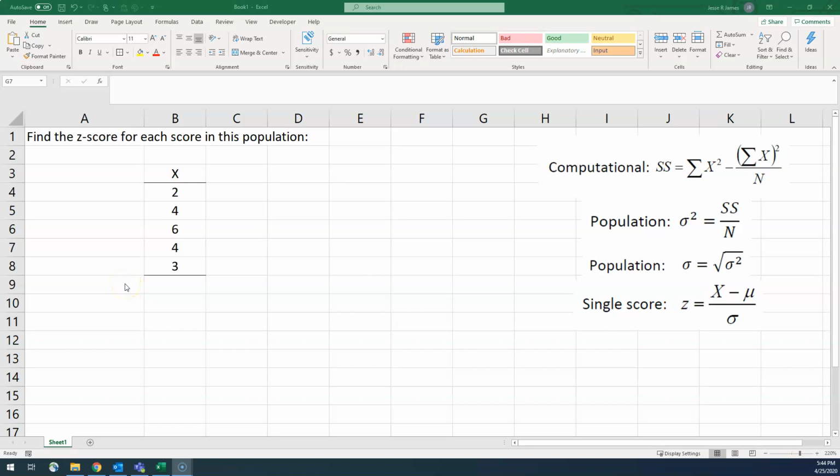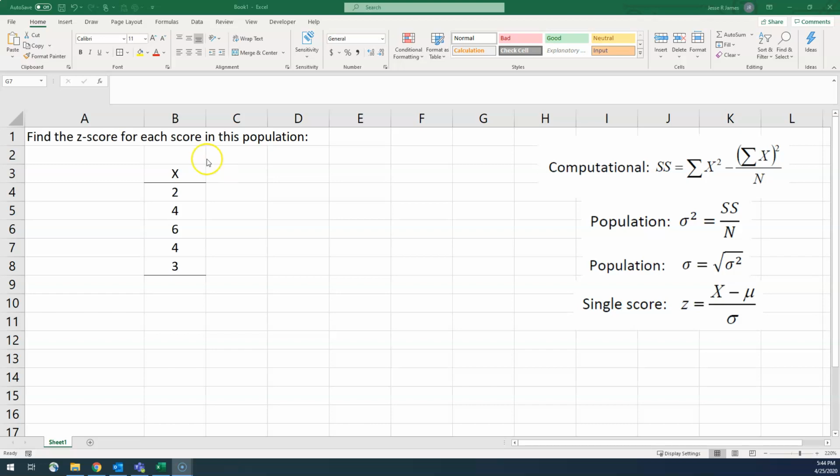In your homework for this module, you have a question that says something like, find the z-score for each score in this population. So here we have a population of 5 scores, and our goal for the homework is to transform each of these 5 into a z-score representing its location in this population.